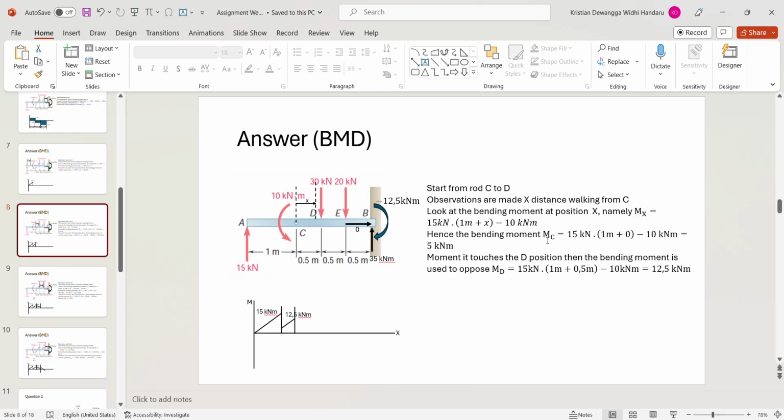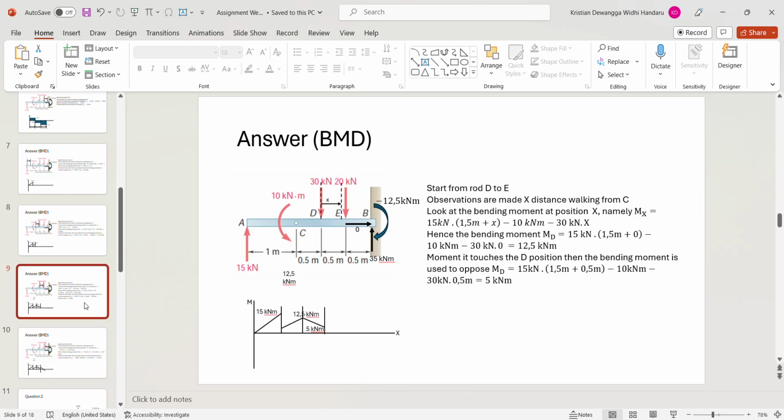And for the MD, 15 kilonewton multiplied by 1 plus 0.5 meter minus 10 kilonewton meter equals 12.5 kilonewton meter. From road D to E, MX is 15 kilonewton multiplied by 1.5 meter plus X minus 10 kilonewton meter minus 30 kilonewton multiplied by X. And for the MD, 15 kilonewton multiplied by 1.5 meter plus 0 minus 10 kilonewton meter minus 30 kilonewton multiplied by 0 equals 12.5 kilonewton meter.